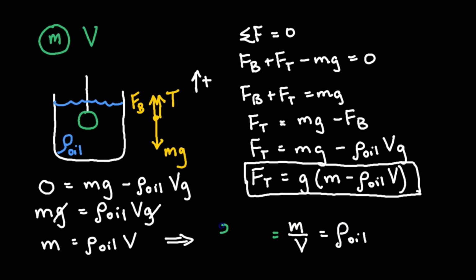But what is m over V? M is the mass of the sphere, and V is the volume of the sphere. And that means m over V gives us the density of the sphere. So when the density of the sphere is equal to the density of the oil, the tension force is 0.